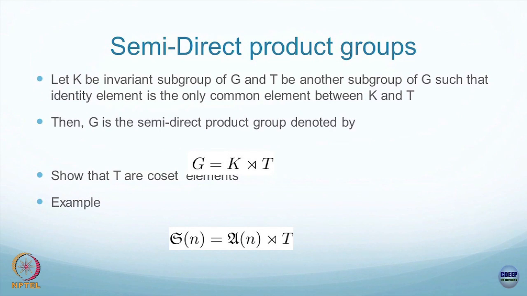Semi-direct product groups. Semi-direct product groups. First thing is, given a group G, you see whether there is an invariant subgroup. That is what happens in the case of the symmetric group of degree 3, right.